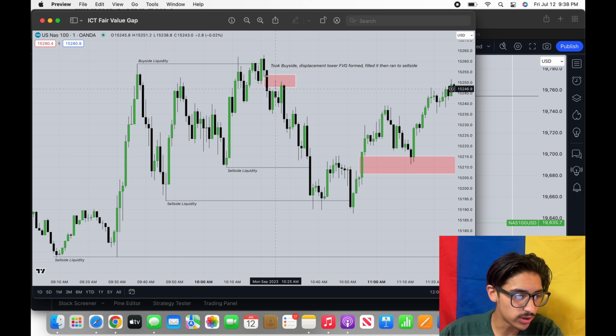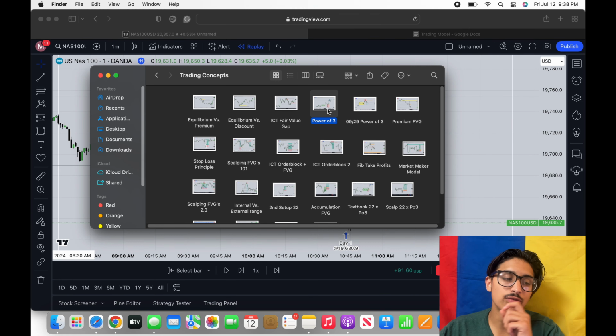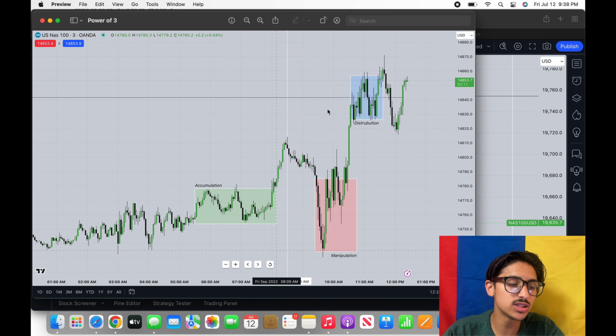Then what are we looking for? That fair value gap. That's that red rectangle. That's that red box. Trades up into there. Boom. Pop a sell. Where they go to? This sell side here. This sell side here. Perfect. Power of 3. Accumulation, manipulation, distribution.